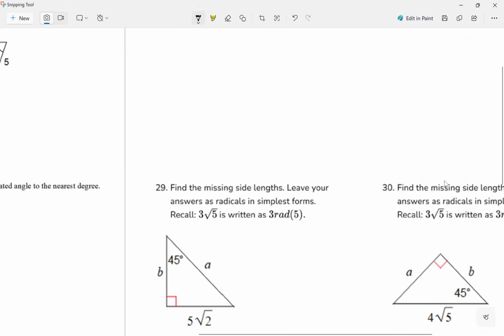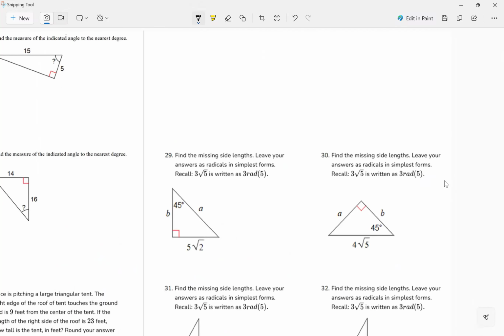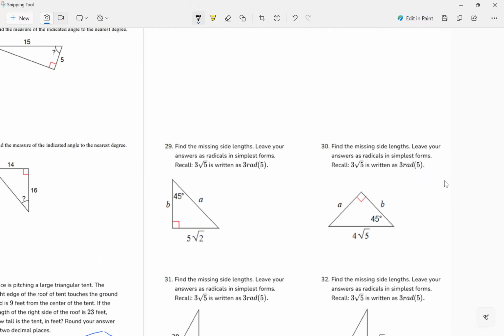Okay, so let's take a look at number 29 and 30. Well, actually 29 through 32. It says find the missing side lengths. Looking at 29, I'm going to have one side given. I even have radicals. I see 5 radical 2, and I have to solve for the other two sides.